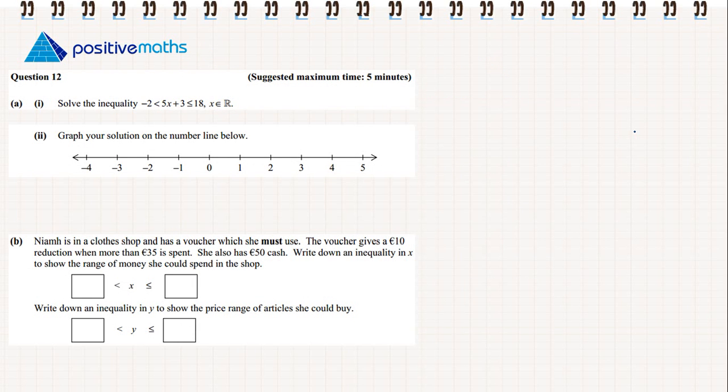Part 1. Solve the inequality. Minus 2 is less than 5x plus 3 is less than or equal to 18, where x is an element of the real numbers. So there's two different ways we can do this. Minus 2 is less than 5x plus 3, less than or equal to 18. So we want to aim to have x at either side of the inequality sign.